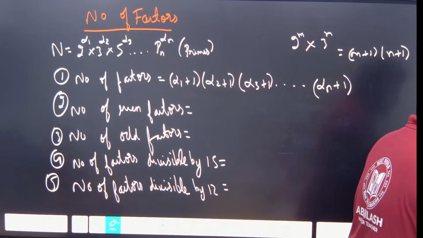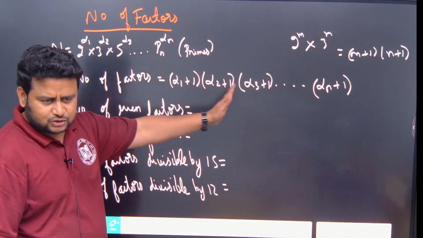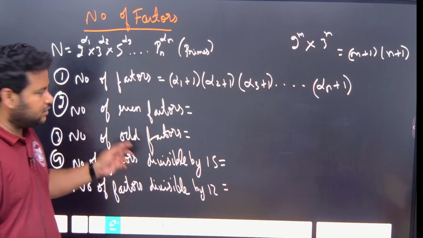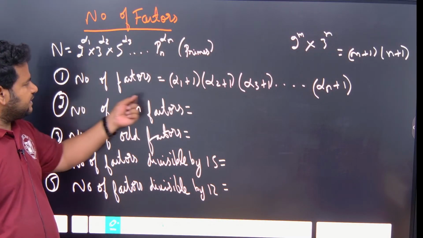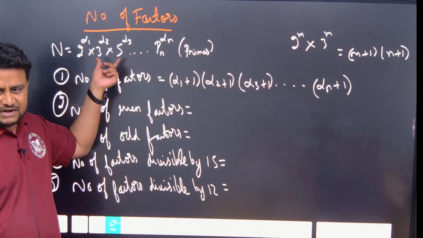Got it till here? Now see here, let me explain. Observe here all of you, number of factors you understood, plus 1 plus 1 plus 1 we should do. Number of even factors if we talk about, here the even prime is only 2. So, 2 to the power of what we are writing? Alpha 1 plus 1. Wherever 2 to the power of something is there, alpha 1 is there.